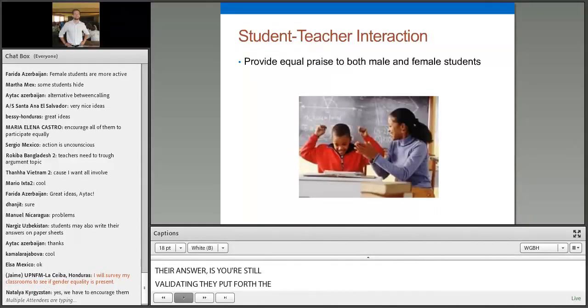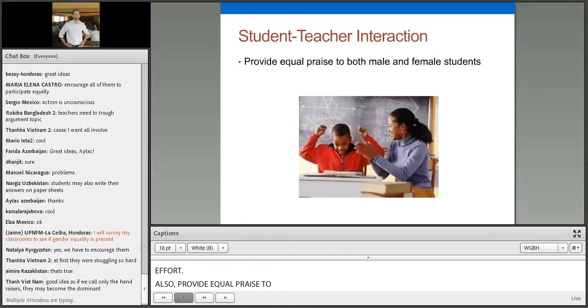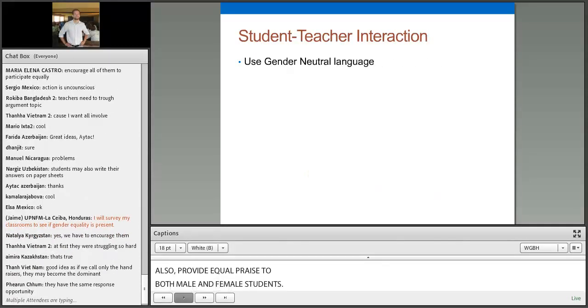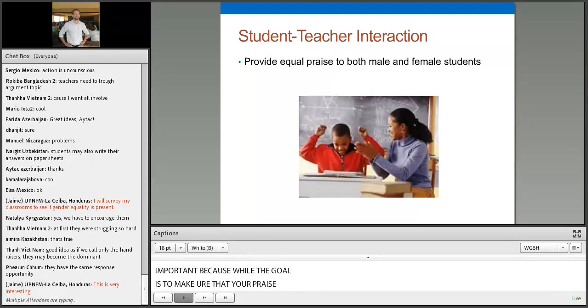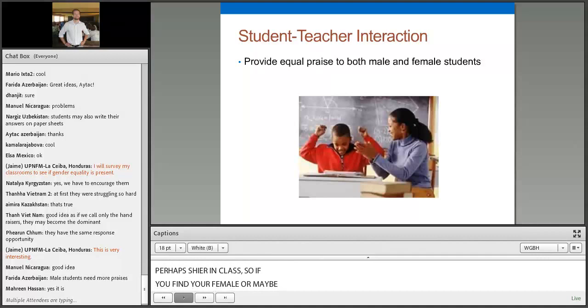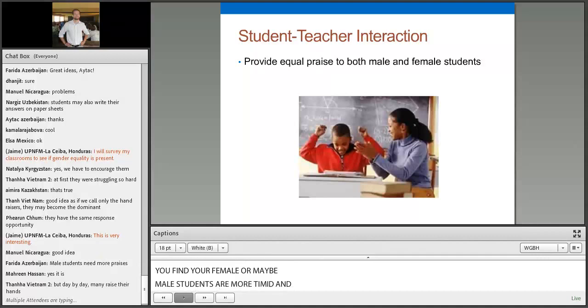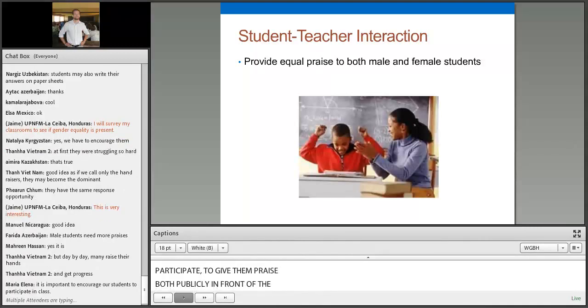Also, provide equal praise to both male and female students. So the goal, and this is important, is to make sure that your praise is equal, and so definitely be conscious of how often you're praising your students that are perhaps shyer in class. So if you find that your female students or maybe your male students are more timid and not participating as much, make sure that when they do participate, to give them praise, both publicly in front of the class and validate the effort they did, and also let them know after class as well.